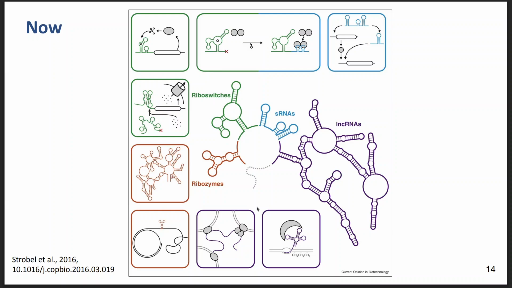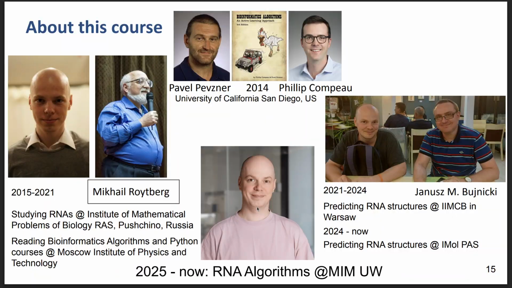So now we know a lot of different RNAs, but for some of them we don't know much. For a minority we know the structure and the function, and for the majority we know neither the structure nor the function. For some of them we know only the function, for some of them we know only the structure.